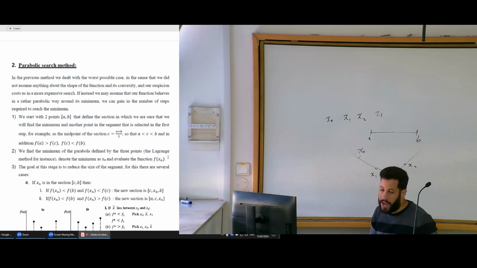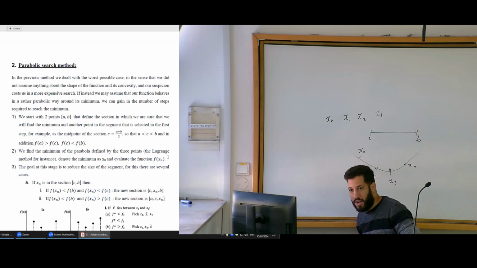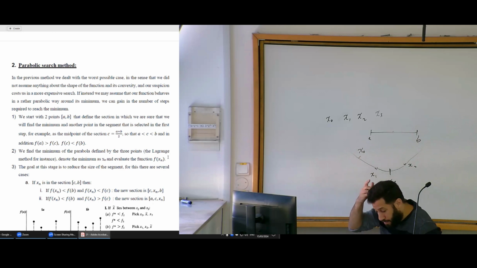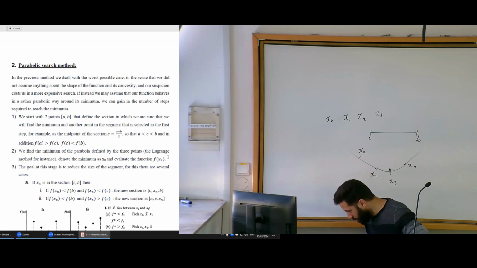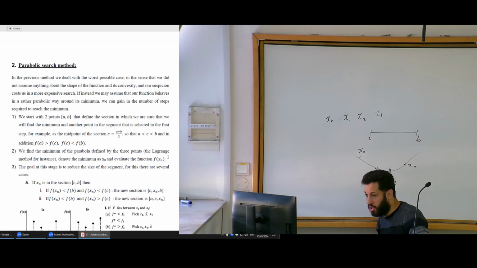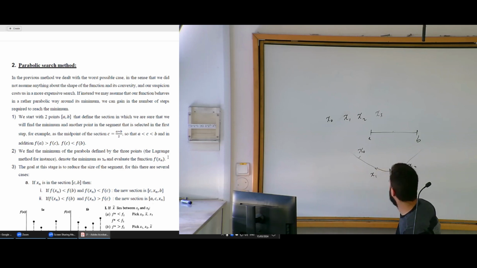Okay, and again, I'm assuming that the function has the form of the parabola in the region, and I'm assuming that also the function is somehow convex if it's a parabola, so it's convex. But first of all, I assume that it's convex and I have a minimum there, and after that, I assume that somehow it's like a parabola.